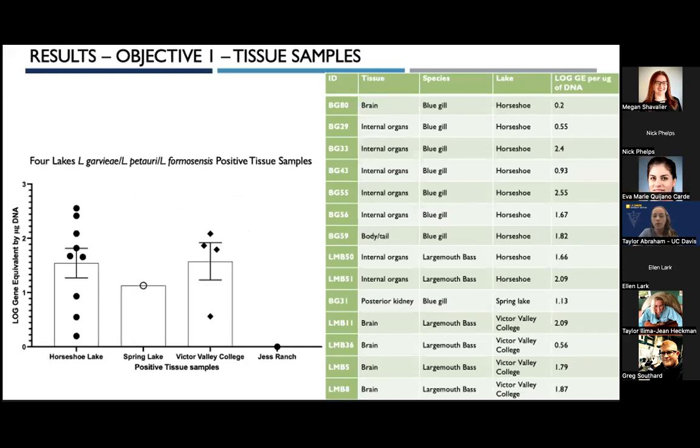So for our results for this portion of the project, we did isolate Lactococcus garvieae from the brains of 2 largemouth bass from Victor Valley College Lake. These fish additionally did test positive for detection of Lactococcus species through the qPCR.